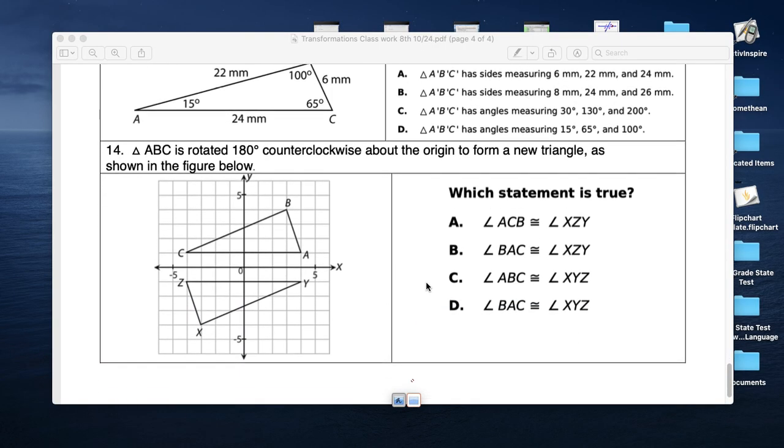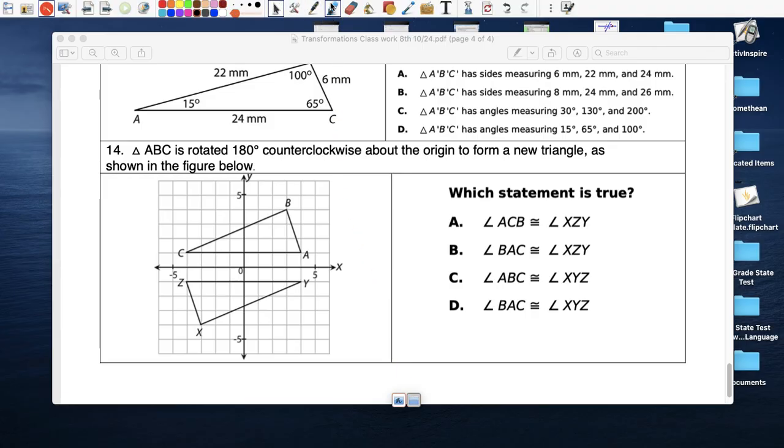Last one. If you rotate, so there was a rotation. Okay, when it's 180, it doesn't matter if you actually go this way or you go this way. It doesn't really matter. Which statement is true? Angle ACB, this angle right here, ACB. So remember, the middle letter tells you the vertex. So angle ACB is congruent to angle XZY, this angle right here. Is that true?